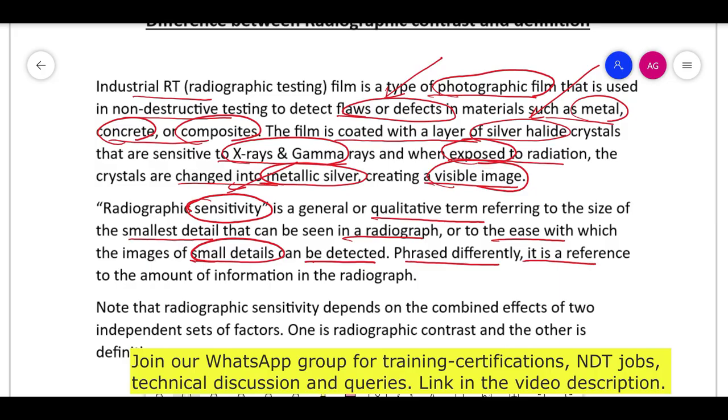Phrased differently, it is a reference to the amount of information in the radiograph. In other words, you can also say how much information you can see. That is what is called sensitivity: how much information you can see in the film. So if even a very small size is visible to you, the sensitivity of your film is good.